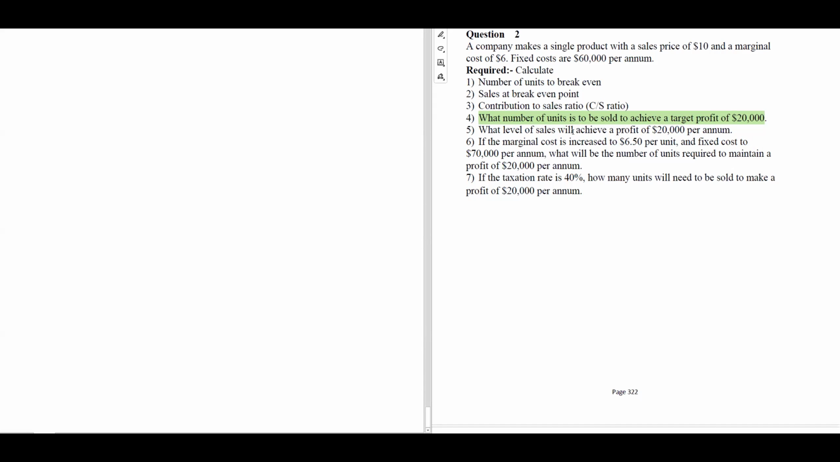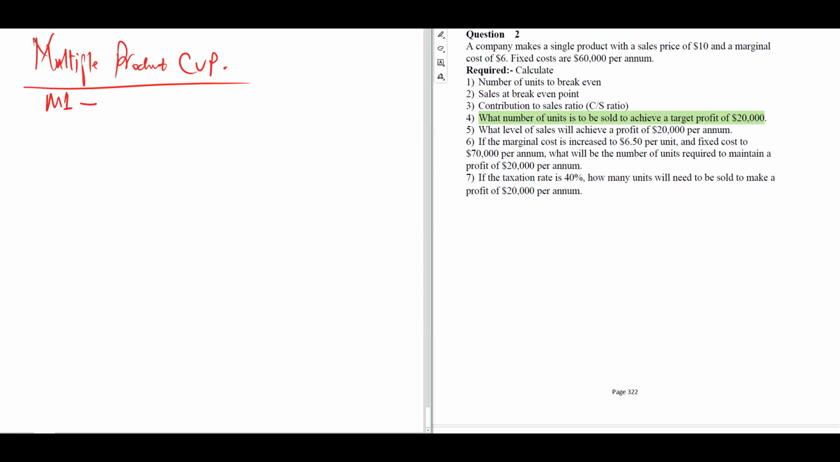So what we do is that we get a weighted average contribution because we are selling multiple products, right? When it comes to multi-product CVP, I'll give you a simple approach. I'll give you 2 approaches in case you go in the data given. Method 1 is where you use the weighted contribution.